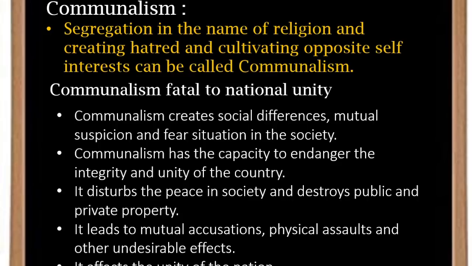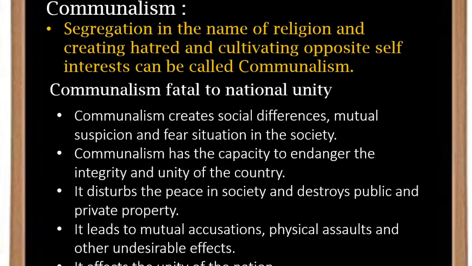Communalism also disturbs the peace in the society and destroys public and private property. We find that any eruption of communalism in any part of the country, we have seen the destruction of public and private property. We see the enraged people setting fire to public transport systems, destroying private properties. So communalism leads to all kinds of destruction of both public and private property.